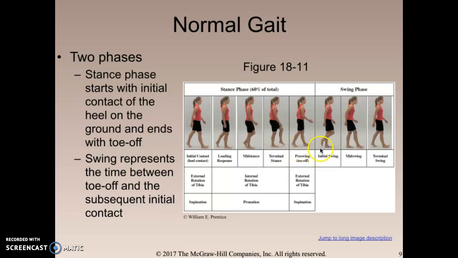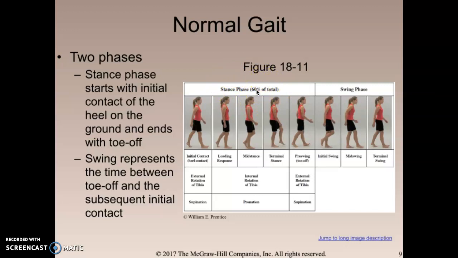Okay, and now continuing to follow the right foot, we have an initial swing phase, a mid-swing phase, and then a terminal swing phase, which is right where the heel is about to contact again. Okay, so then that takes us back to the beginning where we're at heel contact. If you notice, this is the stance phase. This is when the foot that we're talking about, the right foot, is actually in touch with the ground. And that's 60% of our total walking gait in a stance phase.